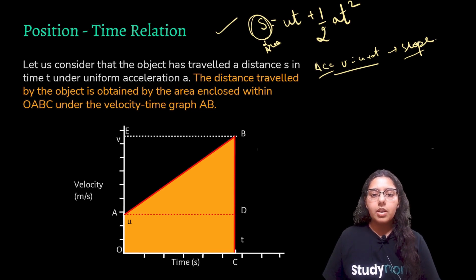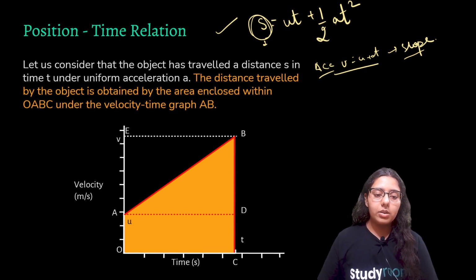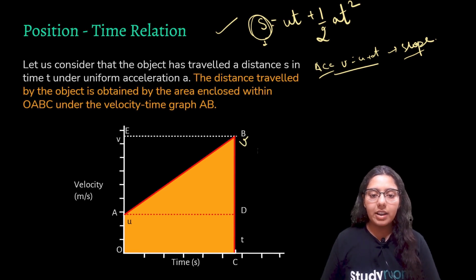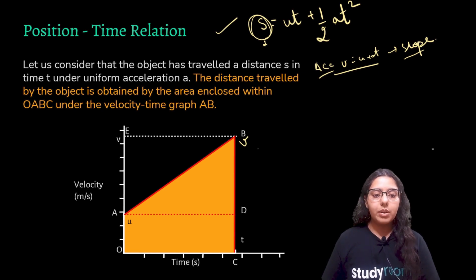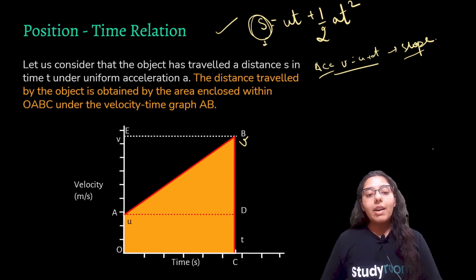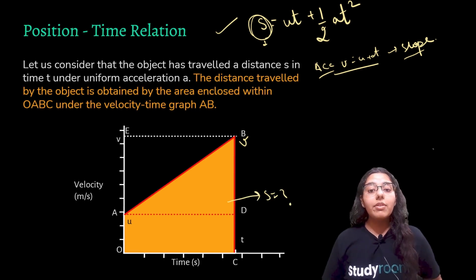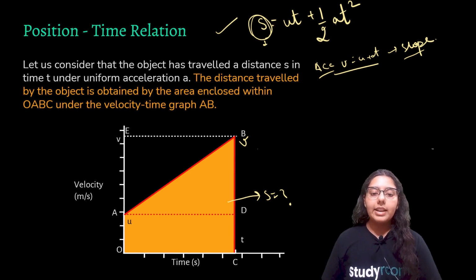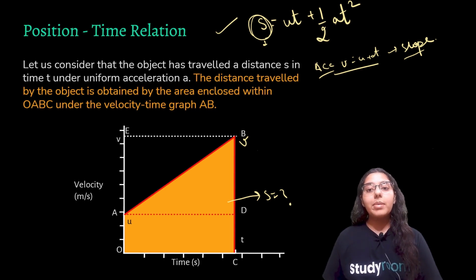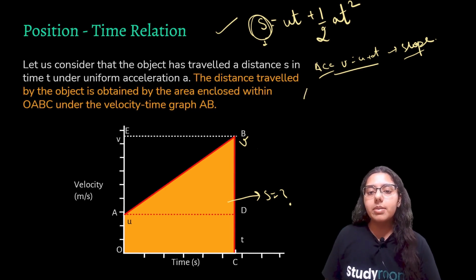So look here, this is your initial velocity, this will be your final velocity, right? After time t, your final velocity is v. Okay. So now if you have to calculate the area, like you have to find the displacement, right? So what will be the displacement? You have two methods to calculate this. Either you can add the area of triangle plus area of rectangle, or you can simply find the area of trapezium.